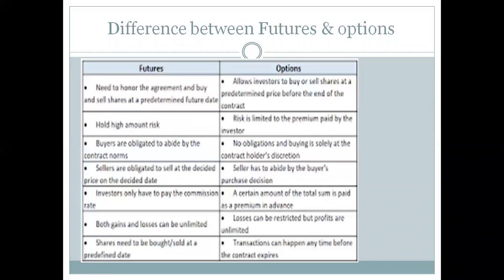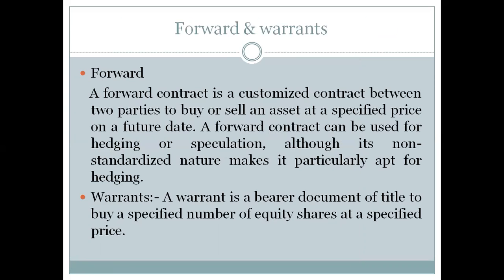Shares need to be bought and sold at a predefined date in futures. Transactions can happen any time before the contract expires in options. Next derivative is the forward contract. A forward contract is a customized contract between two parties to buy or sell an asset at a specified price on a future date. These are simple customized contracts between two parties to buy and sell an asset at a certain time in future for a certain price. These are also known as forward commitments.